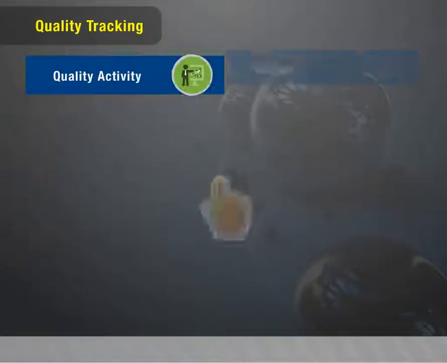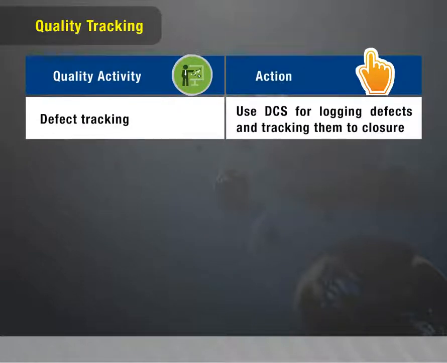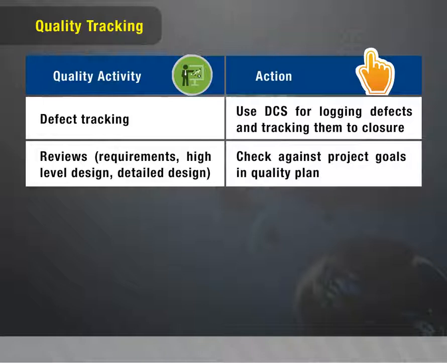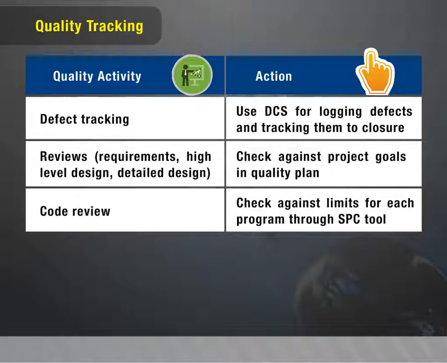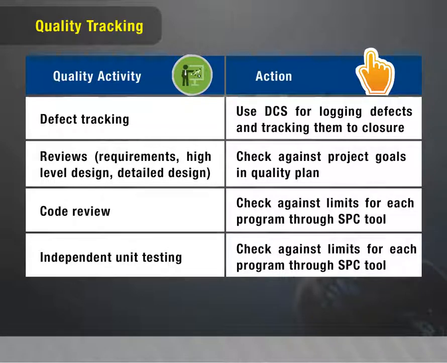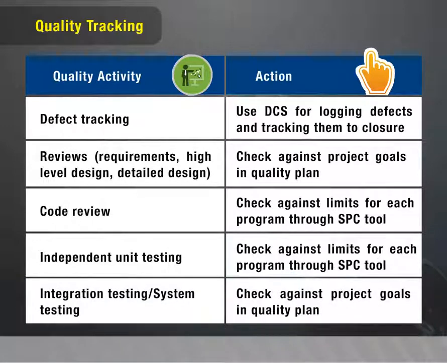Quality tracking. Quality activity, action. Defect tracking: use DCS for logging defects and tracking them to closure. Reviews of requirements, high-level design, detailed design: check against project goals in quality plan. Code review: check against limits for each program through SPC tool. Independent unit testing: check against limits for each program through SPC tool. Integration testing or system testing: check against project goals in quality plan.